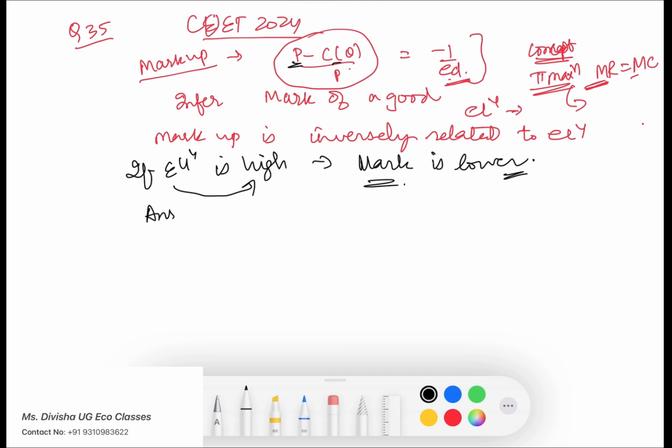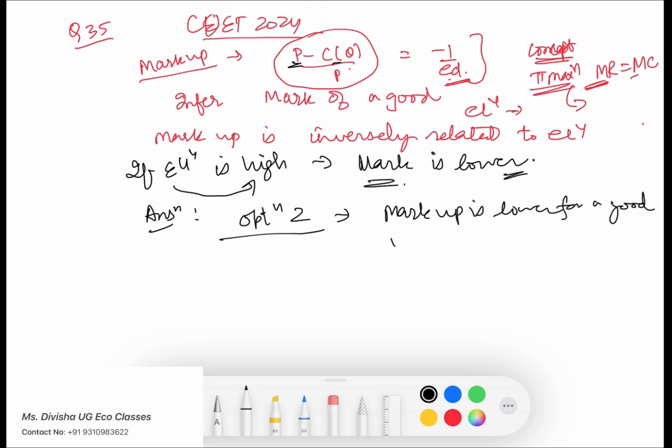the answer for it becomes option 2, where it's clearly given that markup is lower for a good with higher price elasticity of demand, right? So it's a pretty simple straightforward question.